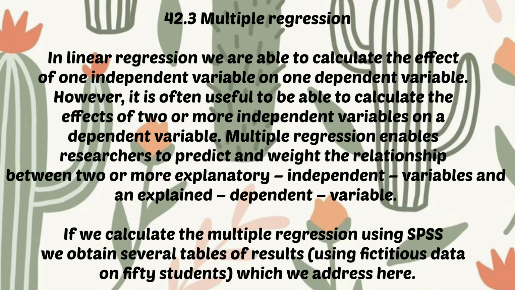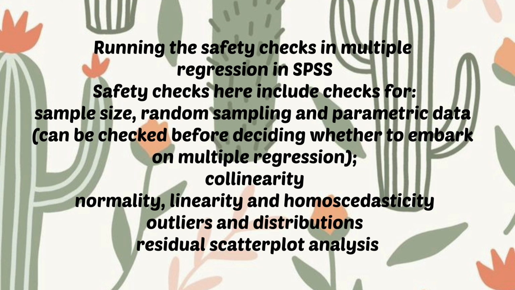If we calculate the multiple regression using SPSS, we obtain several tables of results, using fictitious data on 50 students, which we address here. Running the safety checks in multiple regression in SPSS: safety checks here include checks for sample size, random sampling, and parametric data. Can be checked before deciding whether to embark on multiple regression: collinearity, normality, linearity, and homoscedasticity, outliers and distribution, and then residual scatter plot analysis.